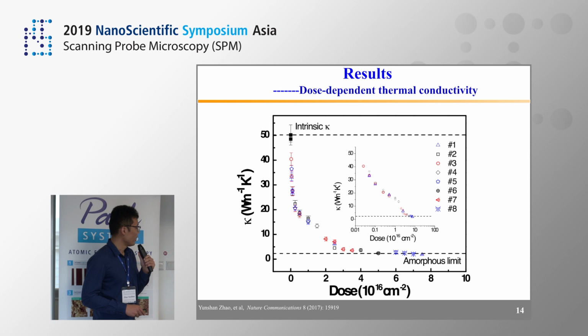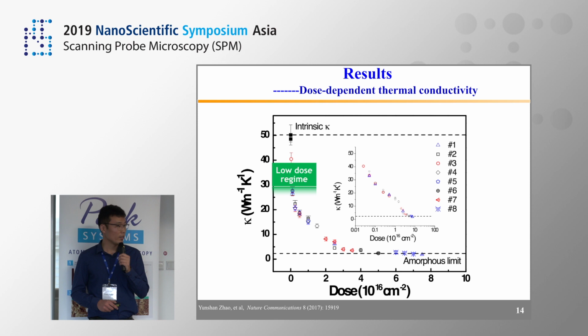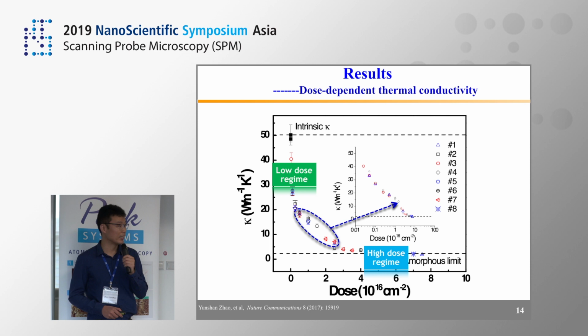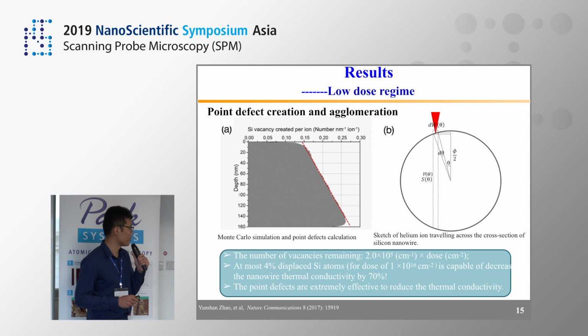In this graph, you can see in the low dose region, the thermal conductivity drops sharply. With increased dose, you can see the thermal conductivity tails off until it's finally saturated. In between, you can see there is a sharp change in the thermal conductivity. So that's why we analyze why the relation changes differently.